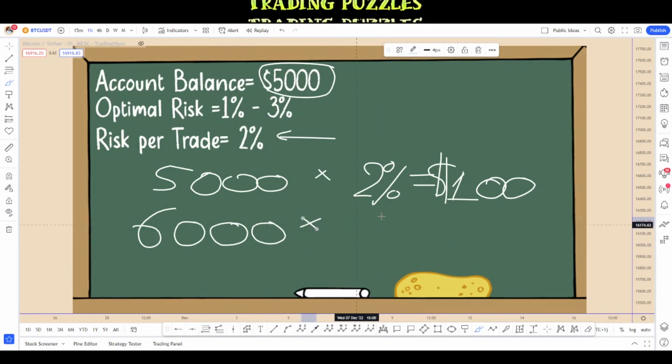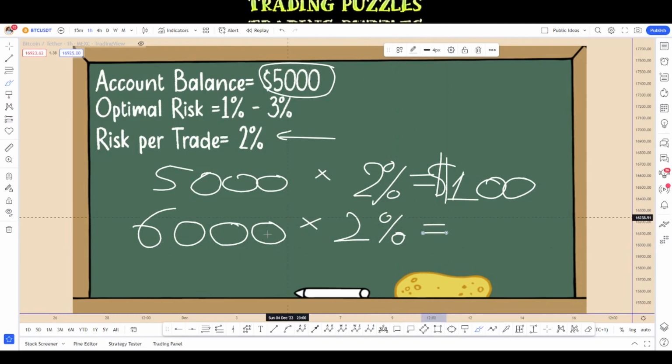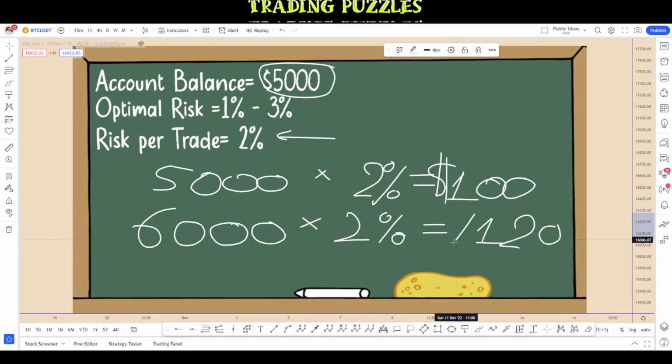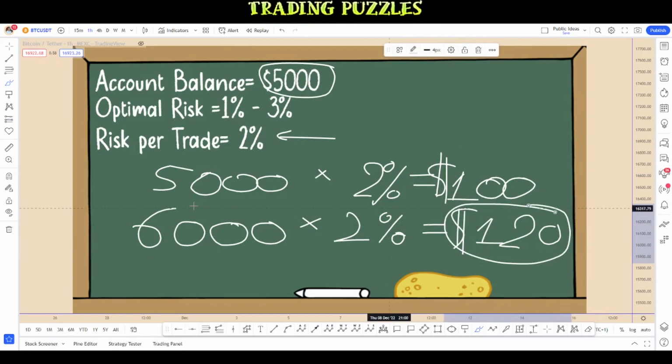Let's suppose that we didn't change the risk during this period of time, and after this moment we want to look at our risk for each trade again. In this situation, 6,000 multiplied by 2%, the new risk for each trade is going to be $120. So this is how we calculate the risk for each trade. In our new example, we are going to risk $120 for the account balance of 6,000.